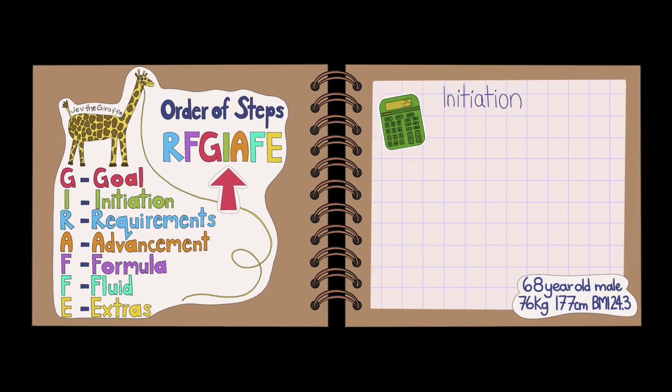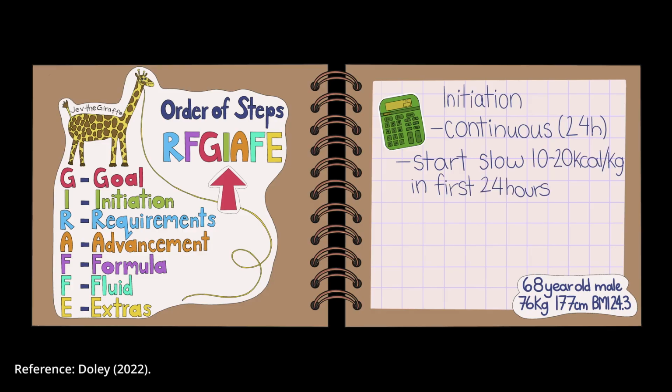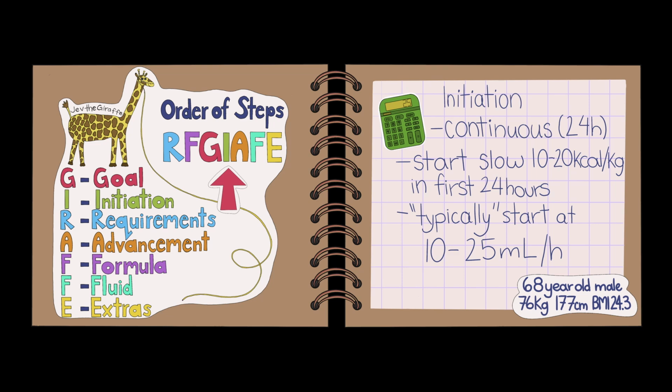Next step, I, initiation. What rate are we going to start the tube feed at? We're going to run this tube feed continuously over 24 hours. We don't have a super strong recommendation for appropriate starting rate. With mild refeeding risk, we want to start somewhat slow, giving 10 to 20 calories per kilo in the first 24 hours. In my experience, tube feeds will often be started somewhere between 10 ml per hour and 25 ml per hour. For our patient, let's start at 15 ml per hour.